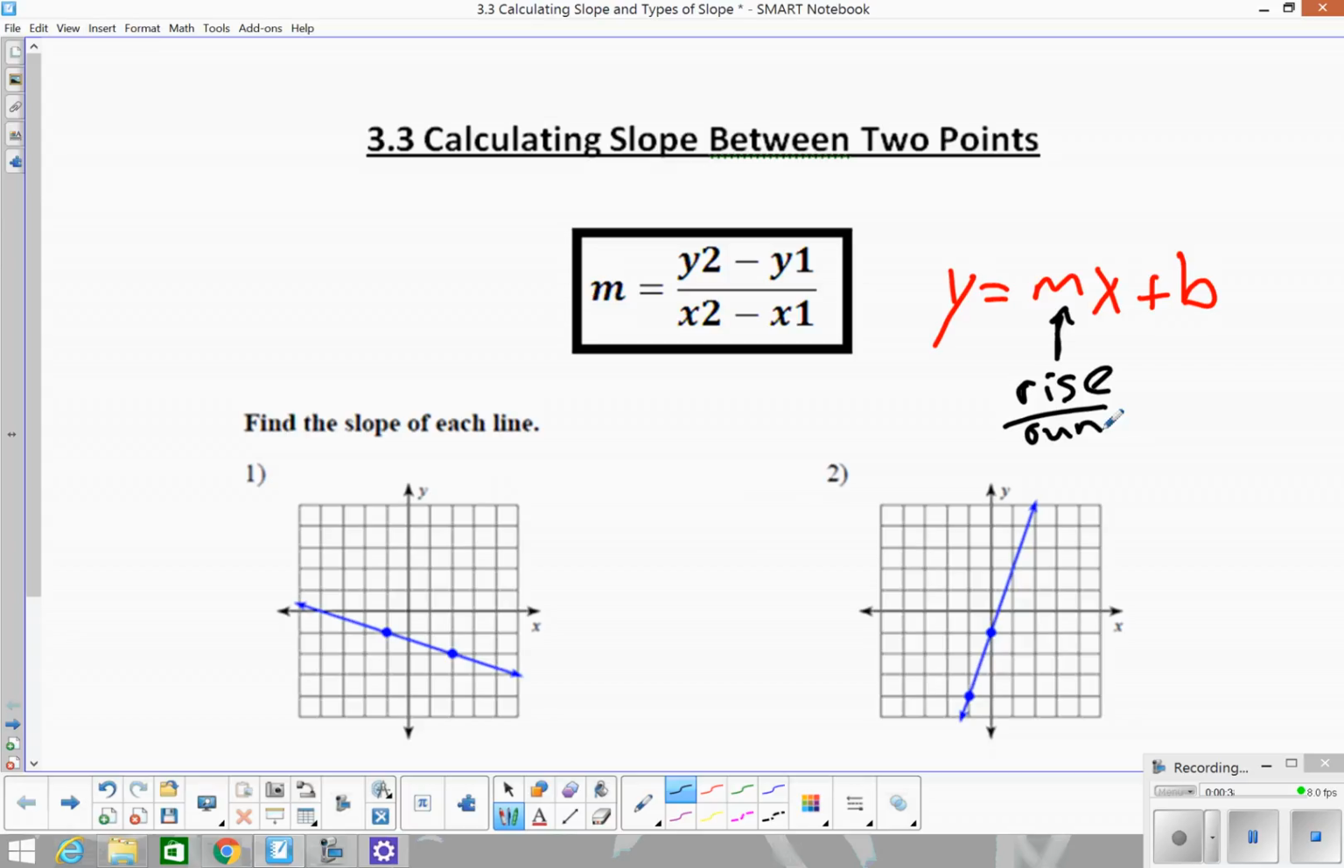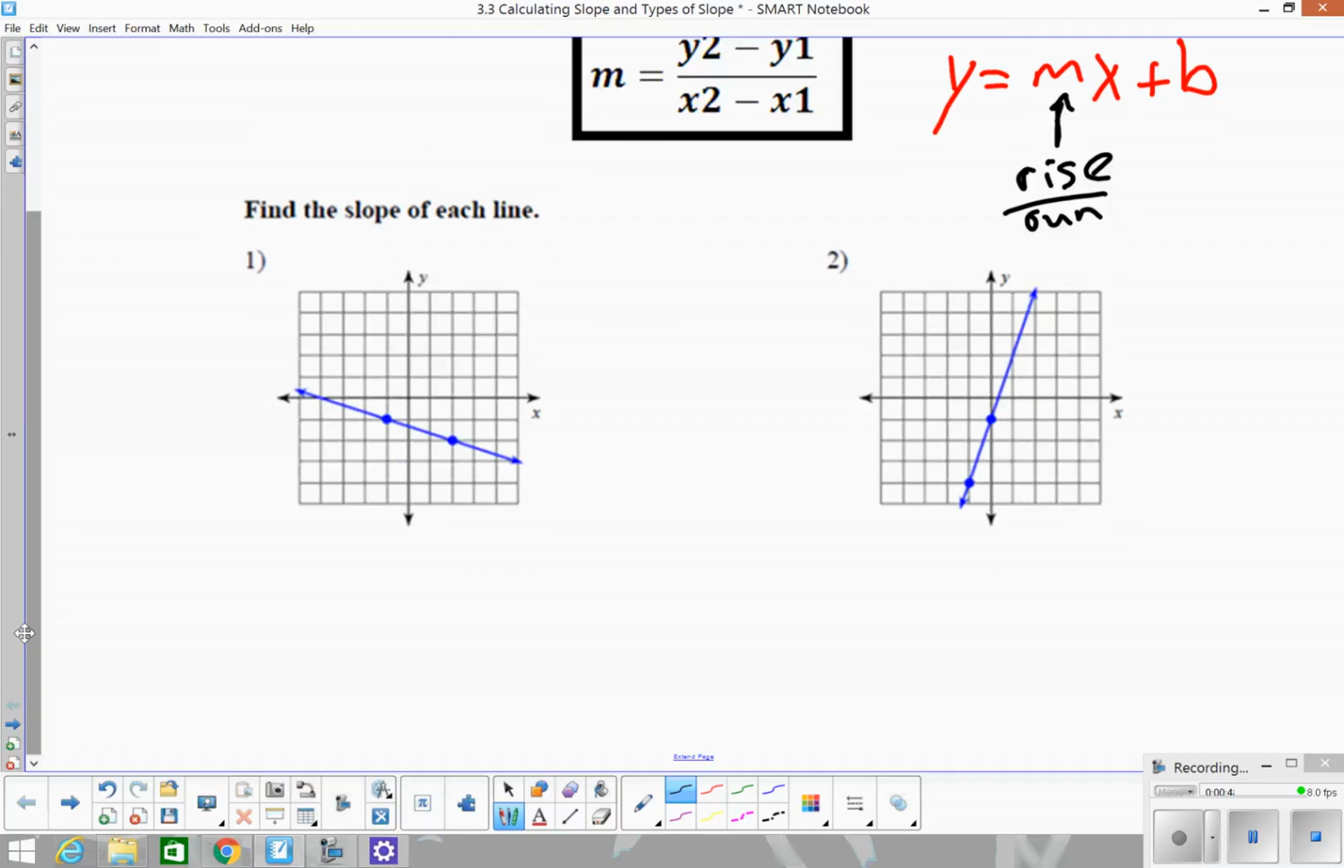Now what we're going to do is calculate that slope from just two given points, understanding that those 2 points are on a line. So this helps when we're not given the actual graph to count, but it's easy when we look at the graph and all we're doing is counting. So this is just a review: find the slope of each line. If we're looking at number one, find the slope from that point to that point.